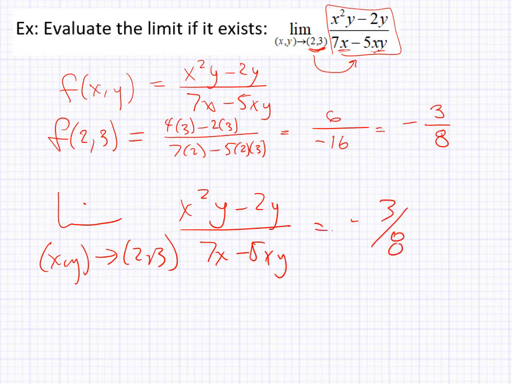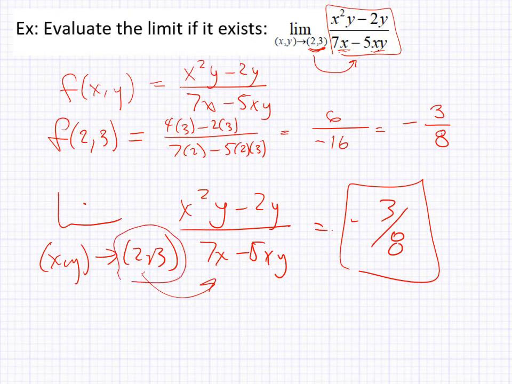Sometimes you saw limits were as simple as just plug the point into the function, and there's your answer. Now, you didn't get lucky enough to have a lot of these examples back in Calc 1, and you won't be lucky enough to have a lot of them now. But because the function is continuous at and around 2, 3, you can simply just plug 2, 3 into the function, and that would be the limiting value.